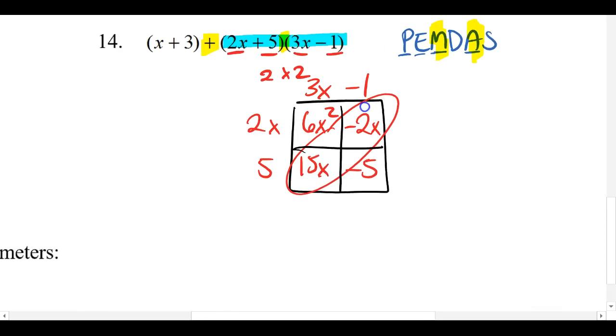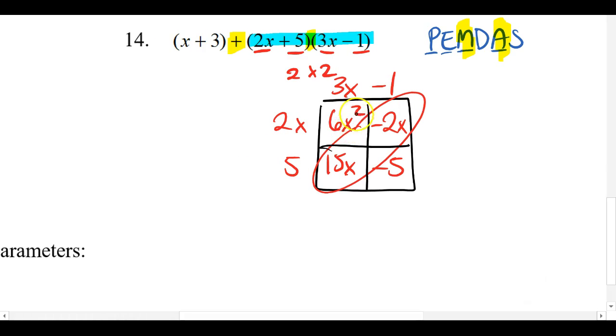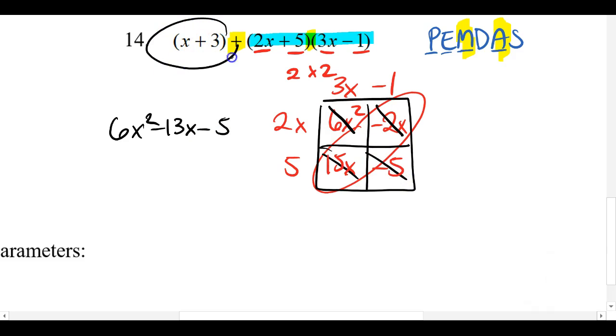So now, let's write this off to the side here. I'm going to have 6x squared is the first number. And then I have 15x minus 2x. Well, that's minus 13x. And then minus 5. Because we did that one, and then that one. But remember, I have this x plus 3 here. So I need to add that as well. Because remember, it was all this that we just figured out. We multiplied it. Now we need to add it to x plus 3.